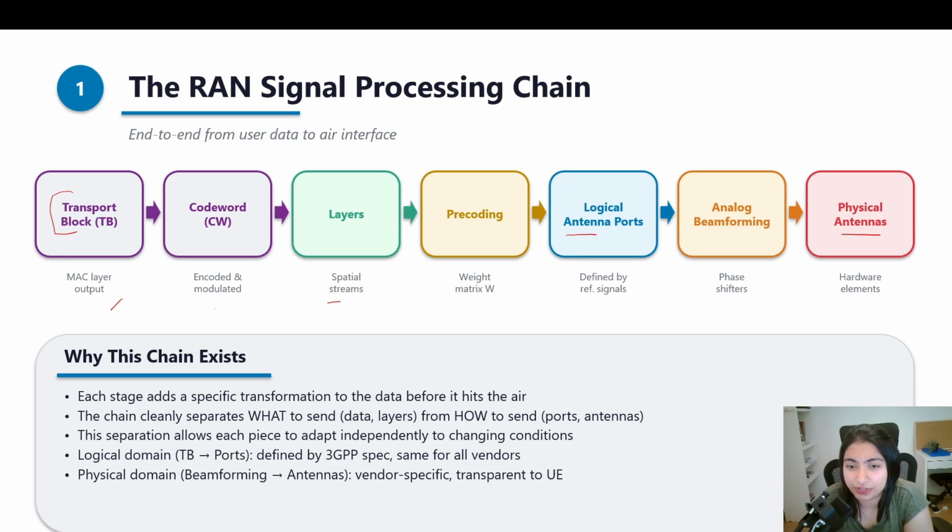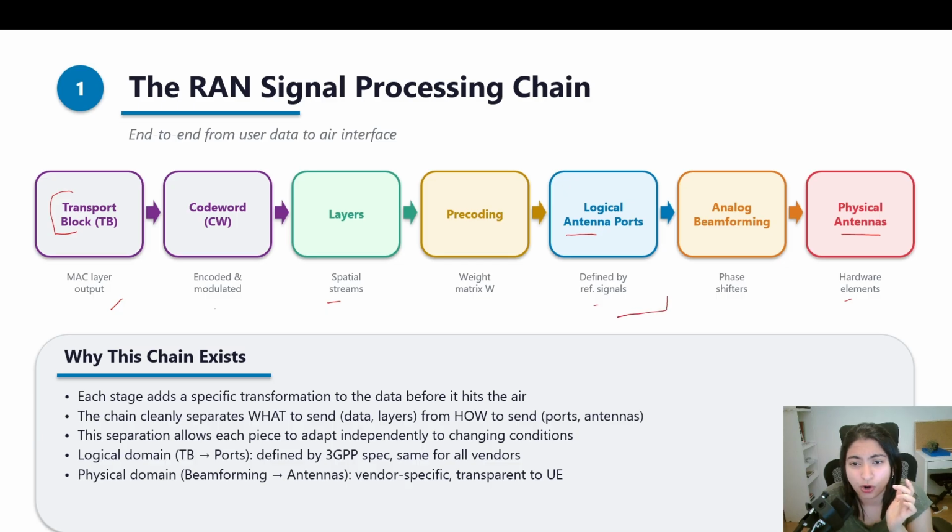And then we have these logical antenna ports, which are basically the loading docks for the packages, where the packages get loaded onto the trucks. And then these physical antennas are the transport medium which transports these packages. Yeah, that was an intuitive explanation for each of these blocks in this diagram.